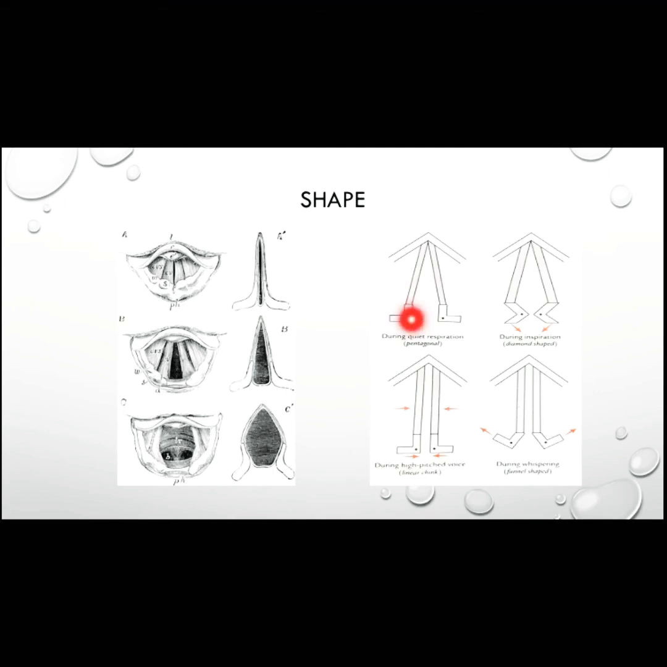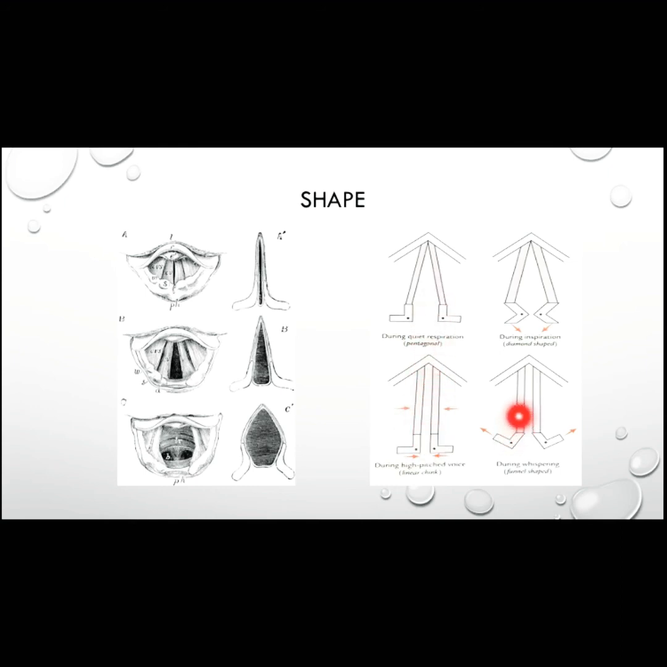During quiet breathing, this Rima glottidis is a pentagonal shaped structure with its intermembranous part triangular in shape and the intercartilaginous rectangular. During deep inspiration, this Rima glottidis becomes diamond in shape due to widening or abduction of its parts. During high-pitched voice, this Rima glottidis reduces itself to a linear chink due to adduction or narrowing of its parts.